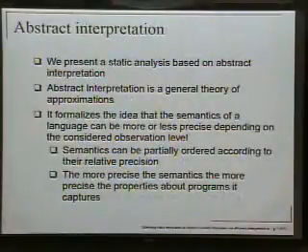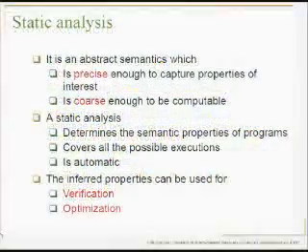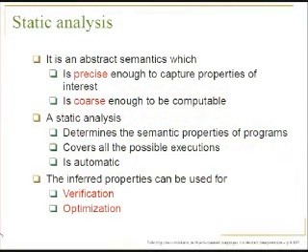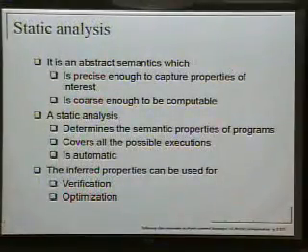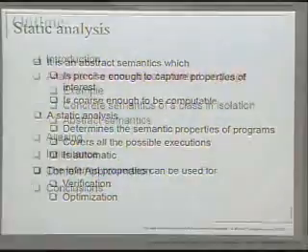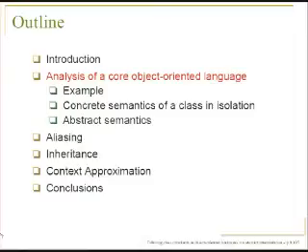The analysis we present is based on abstract interpretation, which is a general theory of approximation, and formalizes that the semantics of a language can be more or less precise depending on the observation level at which we put ourselves. A static analysis is an abstract semantics that is precise enough to capture properties of interest and coarse enough to be computable. Furthermore, it's automatic and it covers all the possible executions.